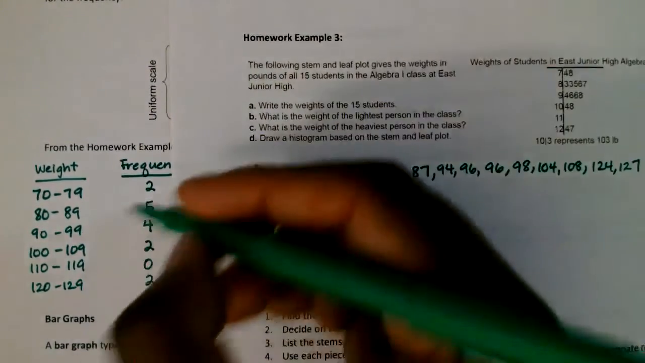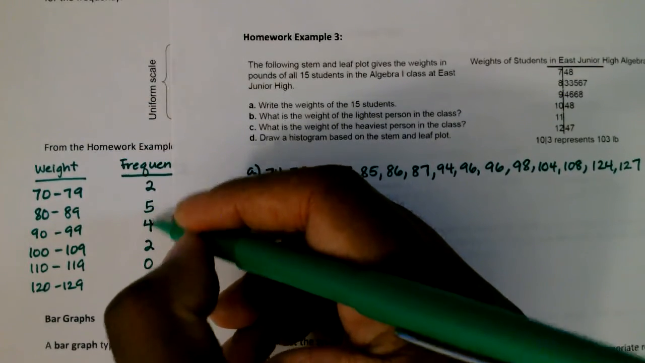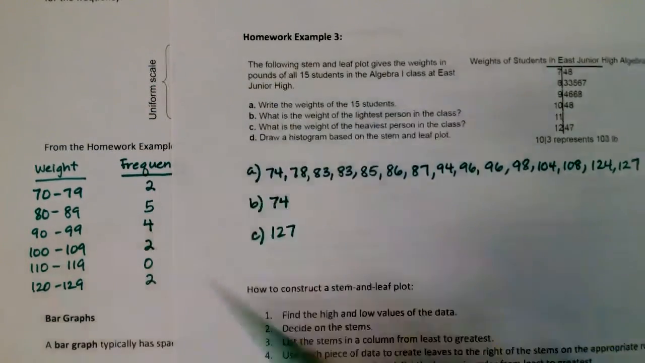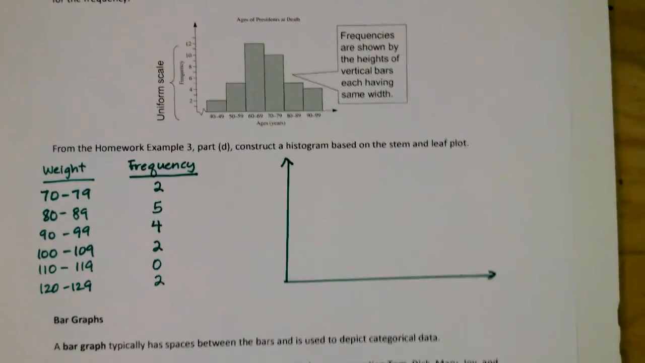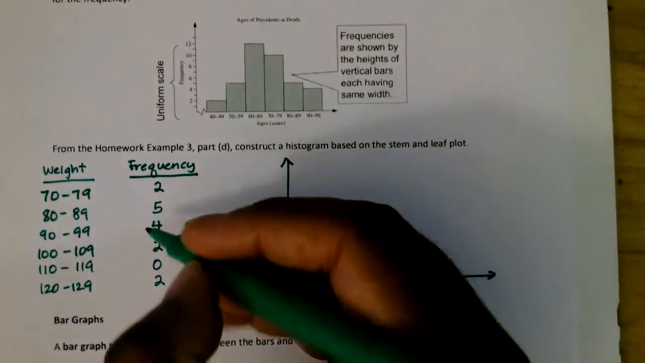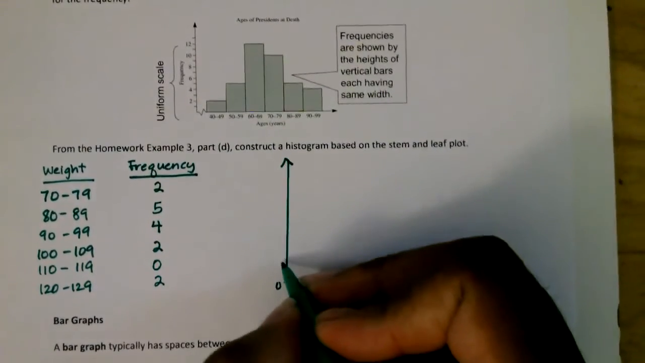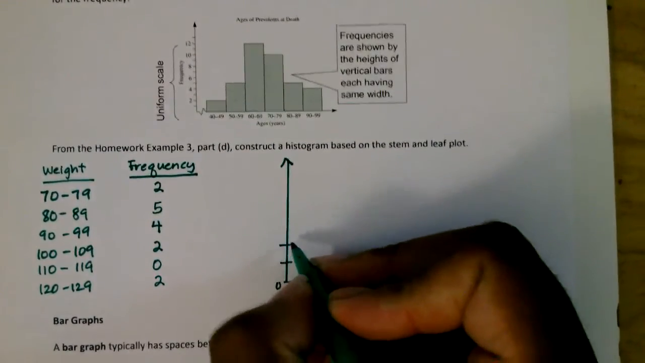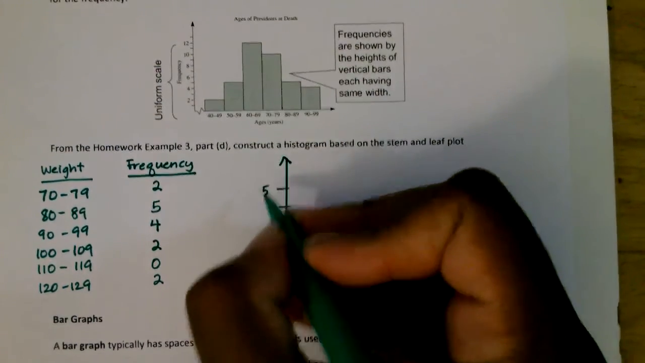And of course, there were 15 students, and that means if I add 2 and 5, that's 7. 7 plus 4 is 11, 13, 15. So I have all 15 students here. So now, from this frequency distribution, I can go ahead and do the histogram. Let's see, the highest number is a 5, the smallest is 0. So this will be 0, 1, 2, 3, 4, 5.